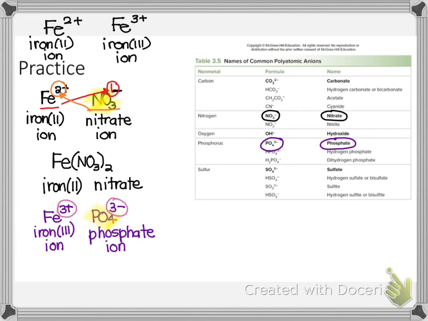So I need 1 iron 3, so that would be Fe, and 1 phosphate, which is PO4. Now notice, when you only need 1 polyatomic ion, there are no parentheses. So this, even though this is how our brain might think about it, is not correct. No parentheses. Now to name this, we just name the 2 ions. So it's an iron 3 with a phosphate.